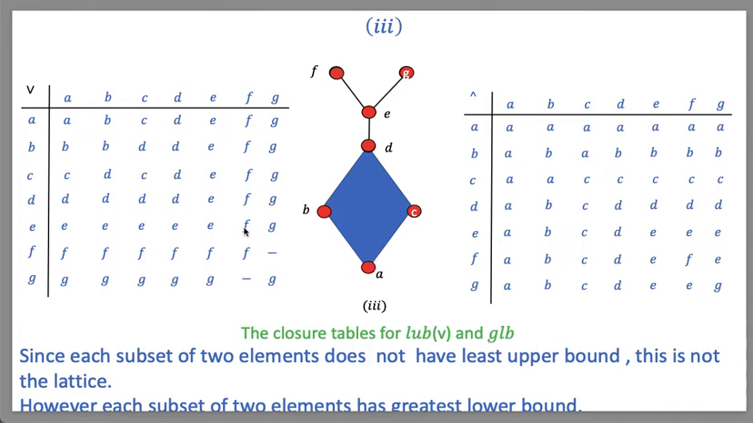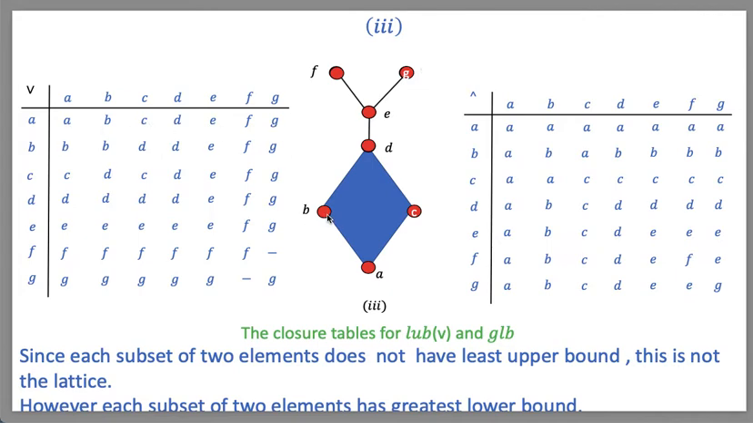So in this diagram, least upper bound of A and A is A. Least upper bound of A and B is B. Least upper bound of A and C is C. Least upper bound of A and D is D. Least upper bound of A and E is E. Least upper bound of A and F is F. Least upper bound of A and G is G. So A, B, C, D, E, F, G.